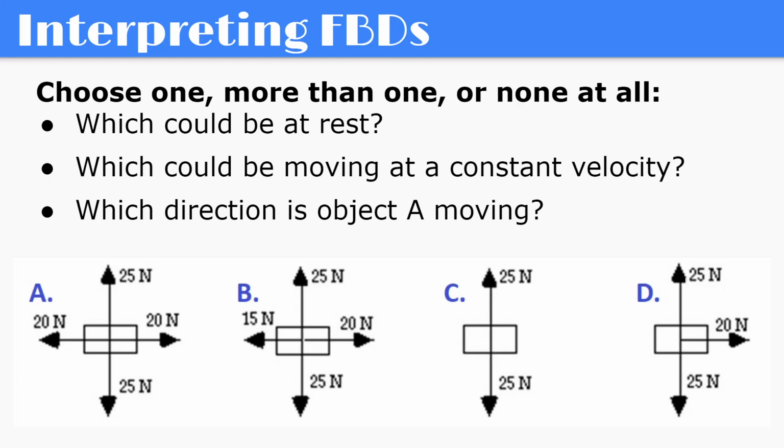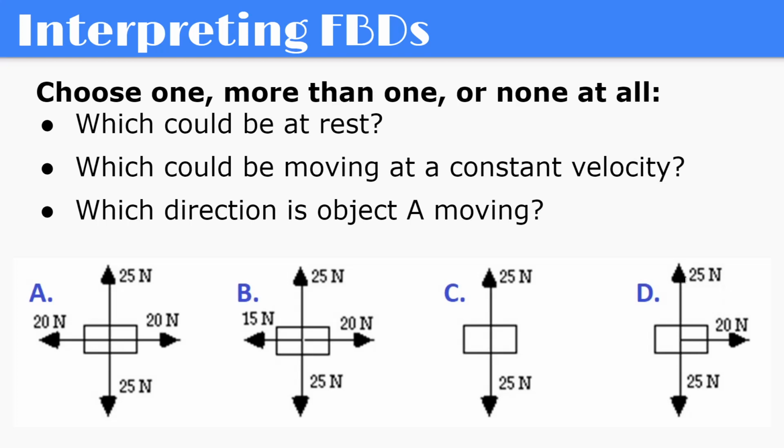Okay, the answer to the first question and the second question is exactly the same. Which could be at rest? You guys already told me A and C, so guess what? Which ones could be moving at constant velocity? A and C. Those are the only two that aren't accelerating. And again, I don't know if they're at rest or if they're moving based on just this picture alone. But either way, I know that they're not accelerating. So at rest or constant velocity, still the same answer, A and C.